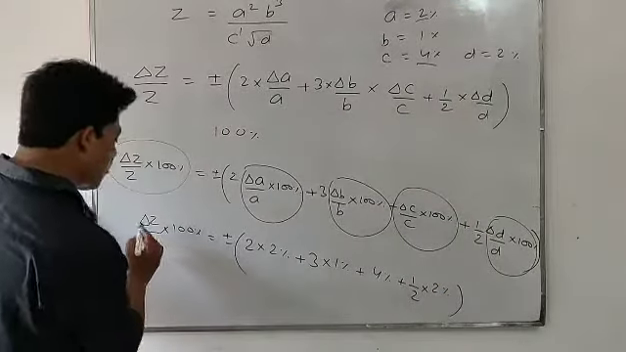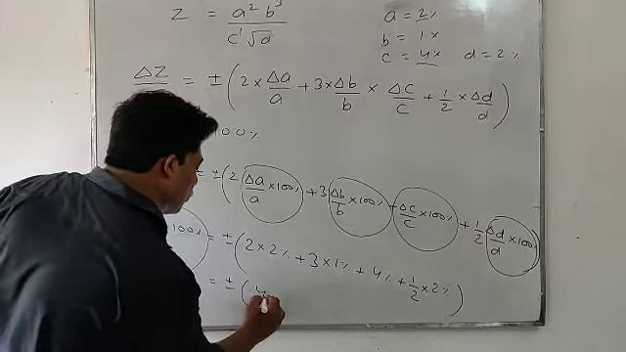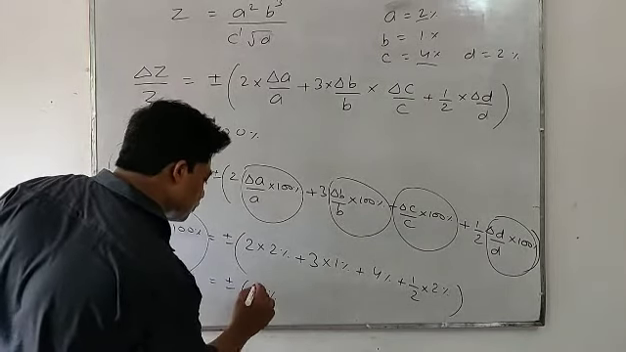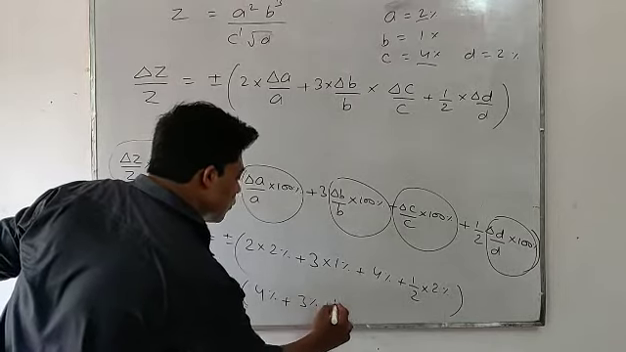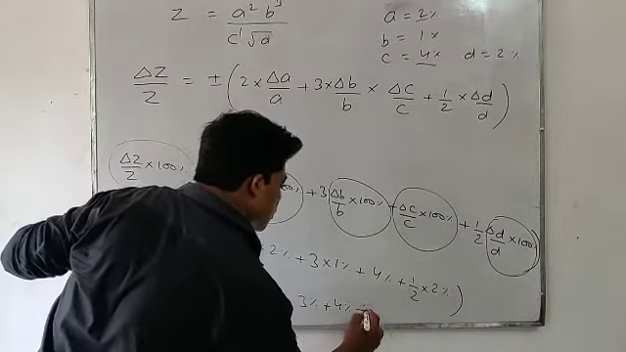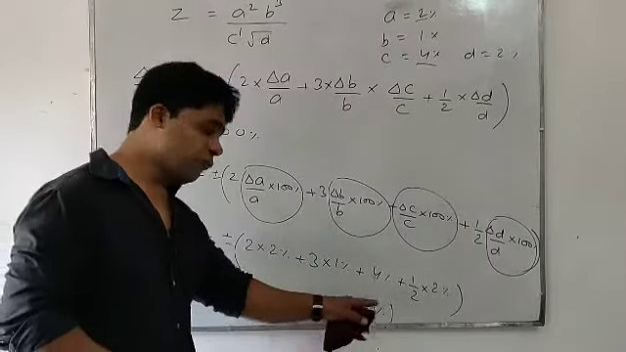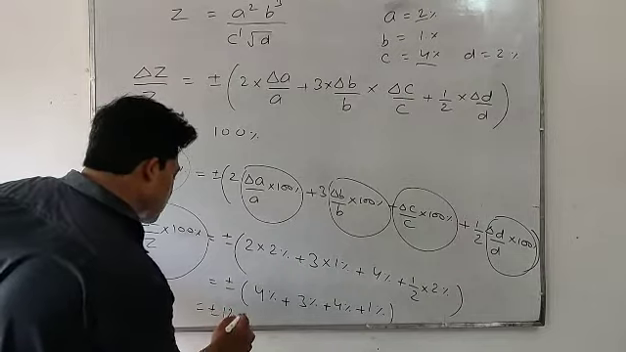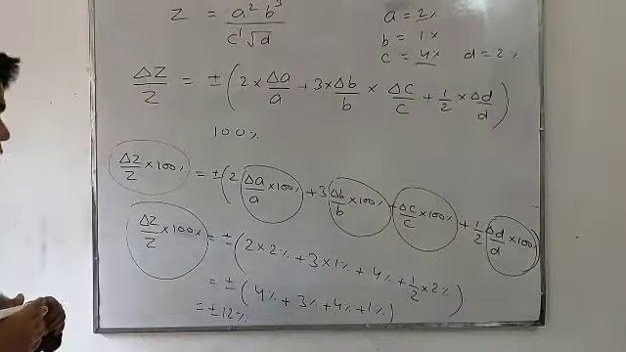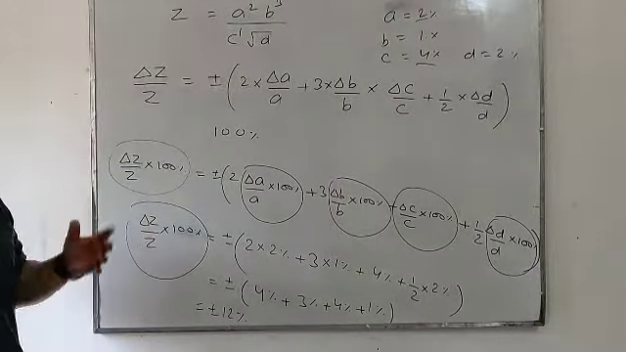So finally we'll get the percentage error in Z: 2 times 4, 3 times 1, and half times 2, where the 2 and 2 cancel out, giving 1%. So 4 times 2 is 8, and 4, 3 and 1 is 4. 8 plus 4 is 12. It will come as plus minus 12%. So what is the meaning of plus minus 12%? That shows the percentage error in Z.